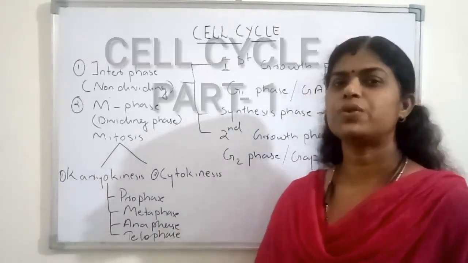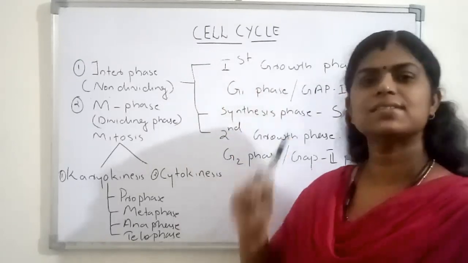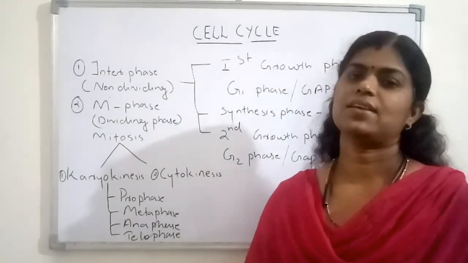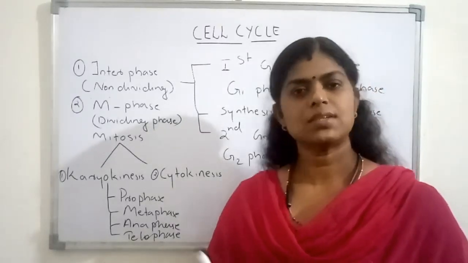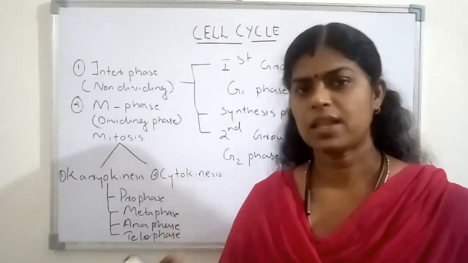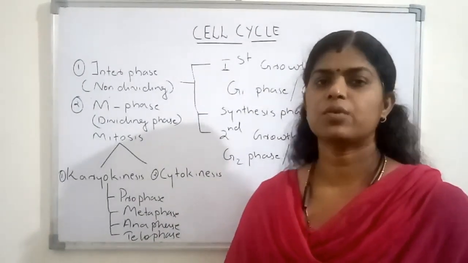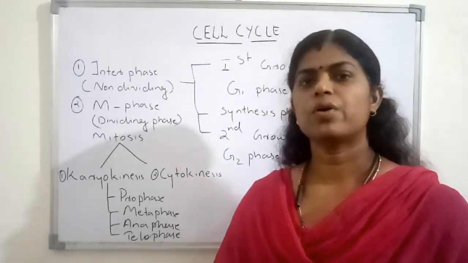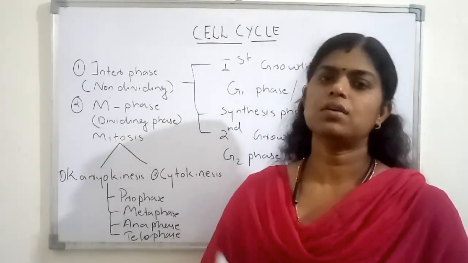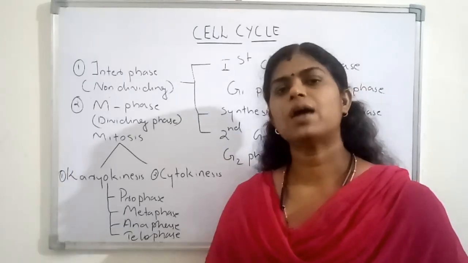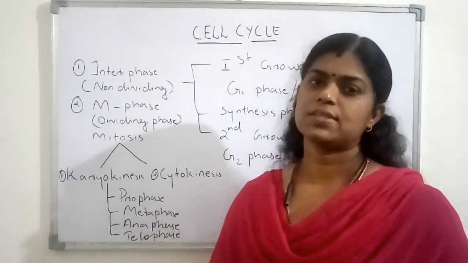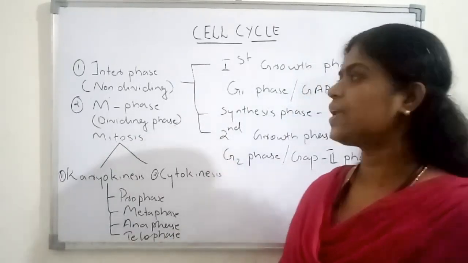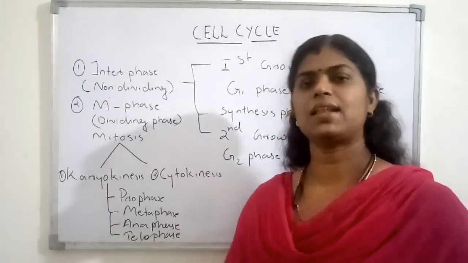Hello students, today's topic is the cell cycle. So what exactly is the cell cycle? When a cell is formed, ultimately it is going to go to the next cell division. Usually it will be like that, okay? And the cell is undergoing so many changes to do the next division. So what are the changes taking place within a cell to do the next cell division? All these we can collectively call the cell cycle.